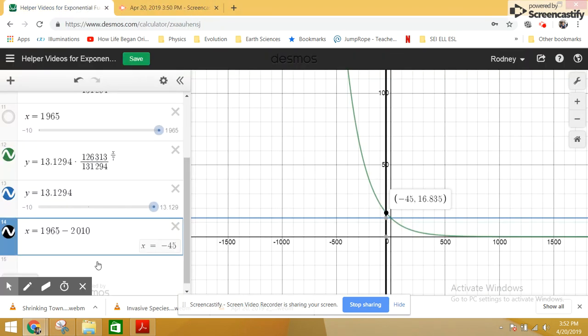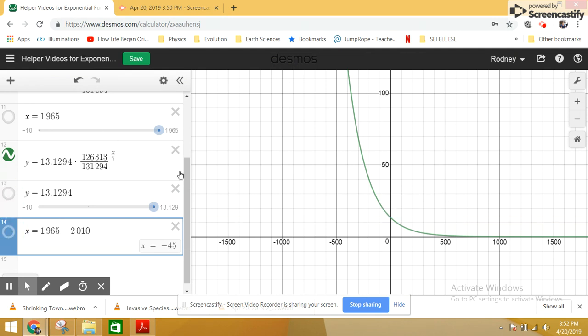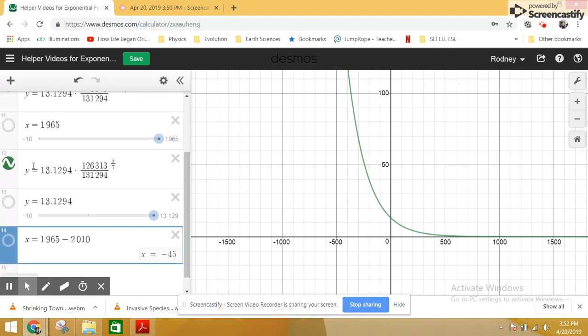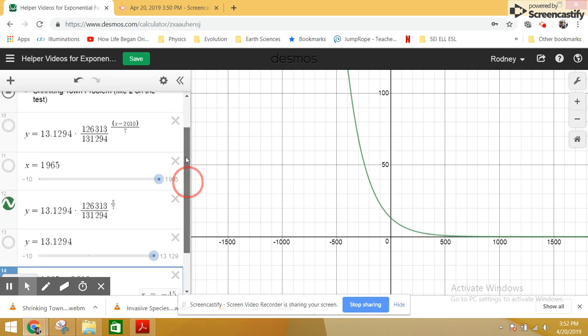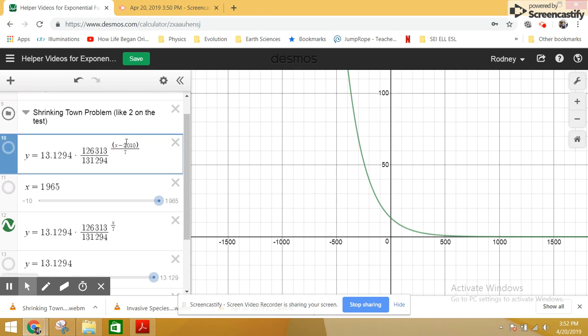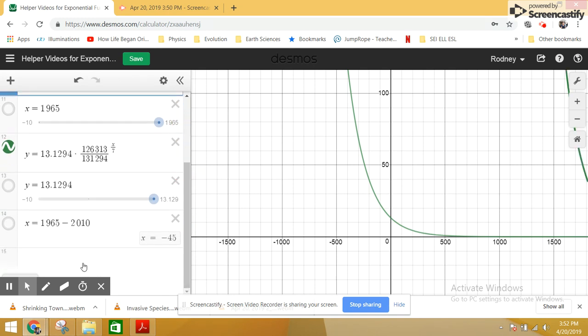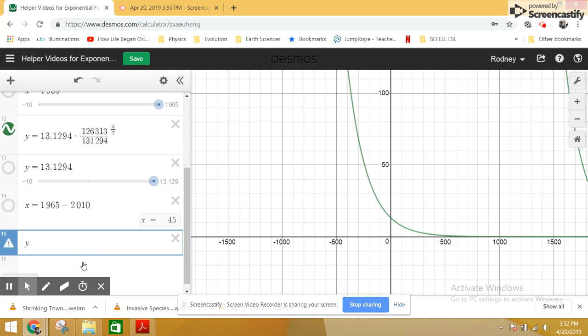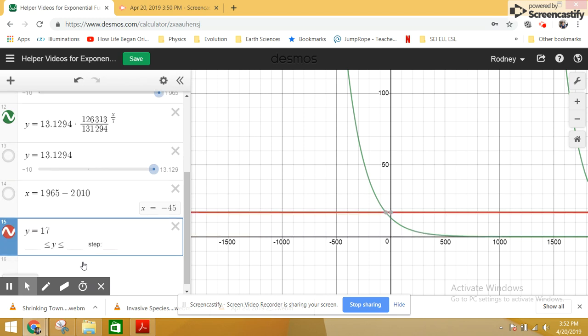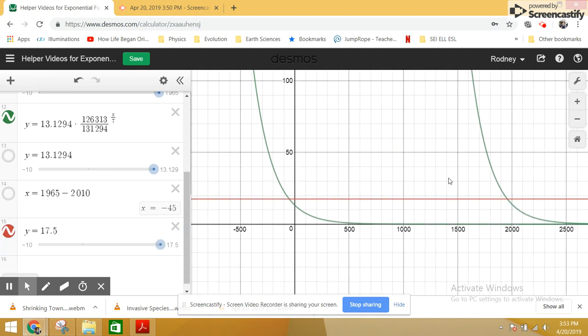Here we are in Desmos land. And I'm going to make some of these things go away. They don't bother us as much. And we've got our two versions of our equation. We'll start with this version. If we use that version, what we'll just have to say is when the function output, or y, equals 17.5, which is our version of 175,000 people.